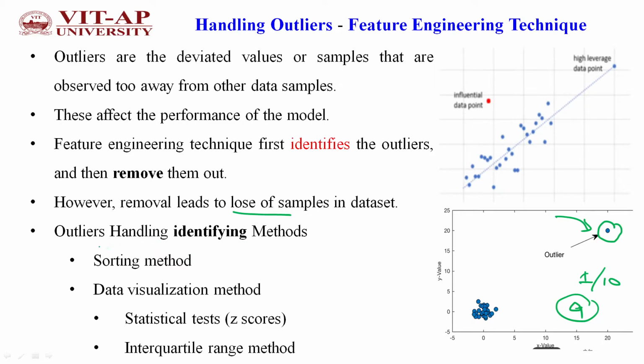So how do we handle the outliers? The first process is identifying the outliers. For identifying the outliers, we have two methods. One is the sorting method and the second one is the data visualization method. In the data visualization method, we have standard methods: the Z-score and the interquartile range method.